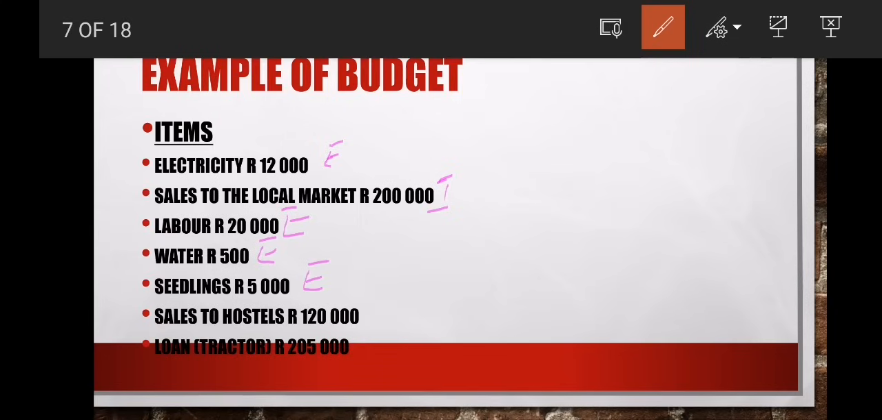Expense. Sales to hostels. They went to the hostels and sold their products. We can say it's what? It's income. Loan. So they took a loan for a tractor with 205,000. So it means it's what? It's expenditure. Once you do it like this, then you draw up your budget. When you draw up your budget, good people, it will be just a rough one.